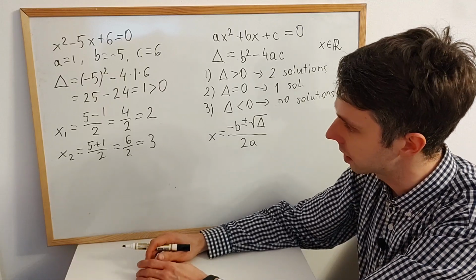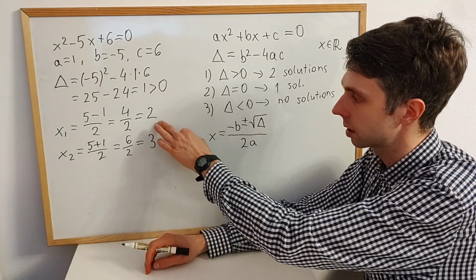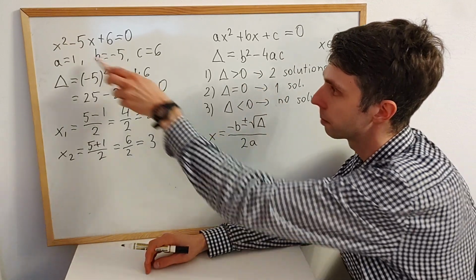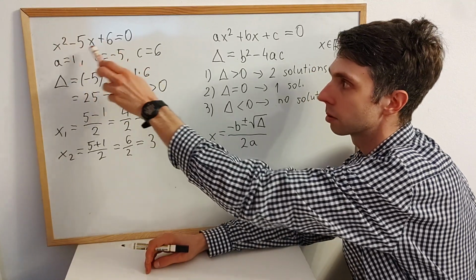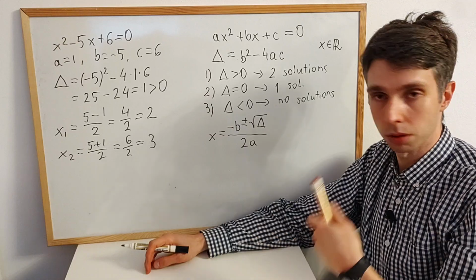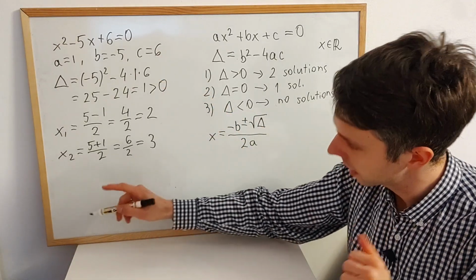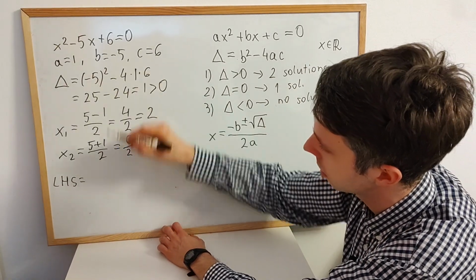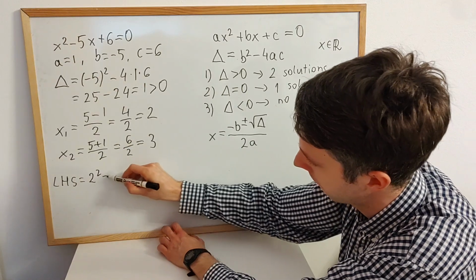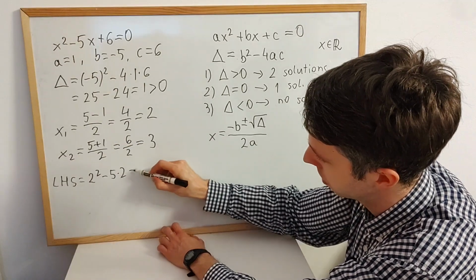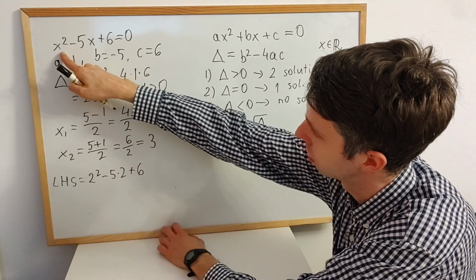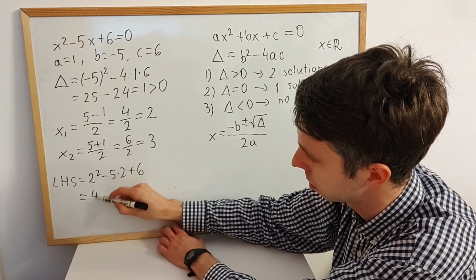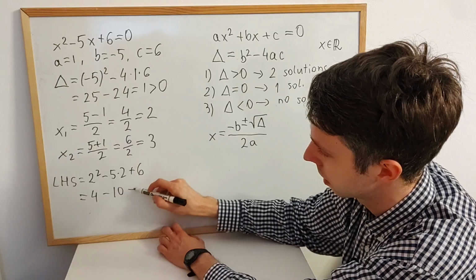You can check that these are the solutions. If you plug in this number in place of x into the left hand side of the equation, you should get the right hand side. So let's check it for x1. The left hand side is 2 squared minus 5 times 2 plus 6. So I just put 2 in place of x here, okay? So that's 4 minus 10 plus 6.